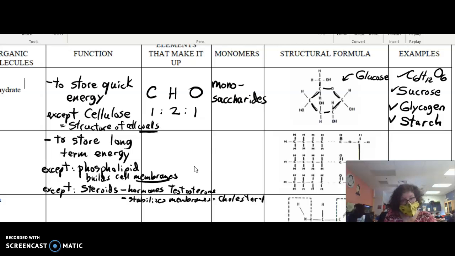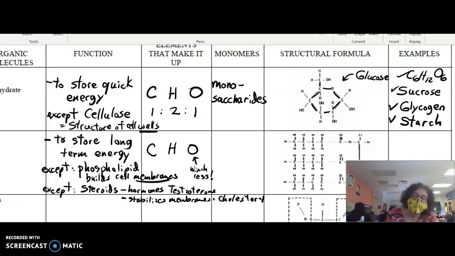Okay. The elements that make up lipids are actually the same as the ones that make up carbs. C, H, and O, but much less oxygen. There's only a little bit of oxygen in lipids. That's usually how you can tell the difference. If there's a lot of oxygen in a molecule with carbon, hydrogen, and oxygen, you're probably looking at a carb. But if there's not a lot, then you probably have a lipid.